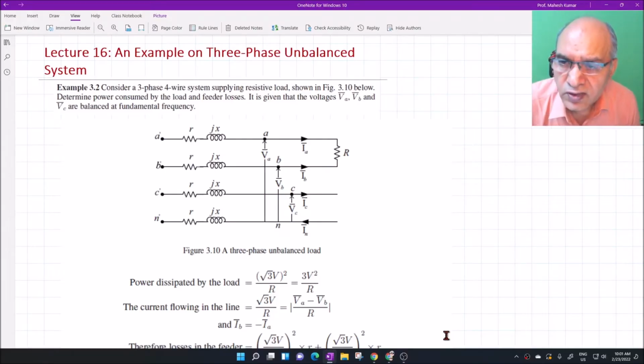Welcome students to the 16th lecture, in continuation of the previous discussion, where we talked about a three-phase unbalanced system, and we have tried to understand the behavior of this three-phase unbalanced circuit.